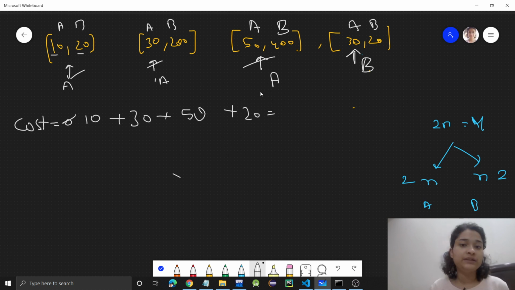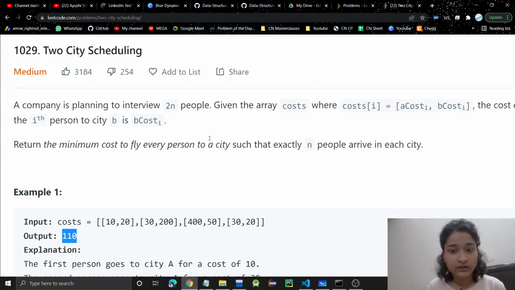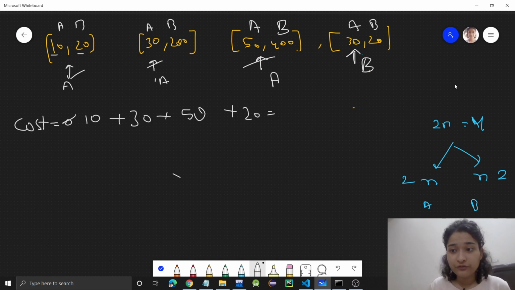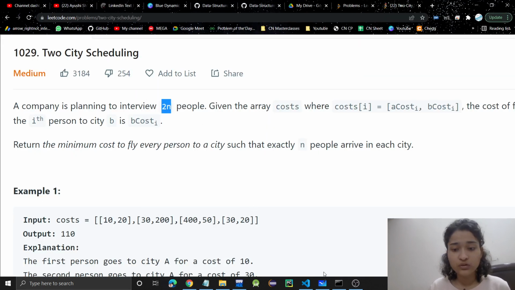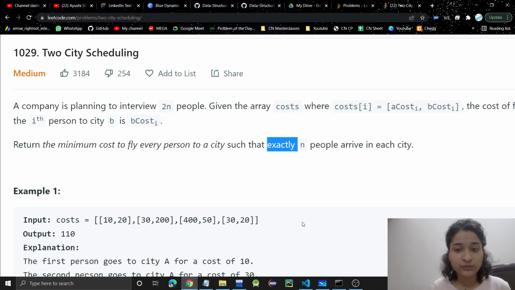Now guys, see, this is wrong. In the question, it's clearly written that exactly n people should arrive in each city. If there are 4 people, that is there are 2n people. So in each city, there are 2 cities, A and B, n persons should go. Exactly n. It's written in the problem.